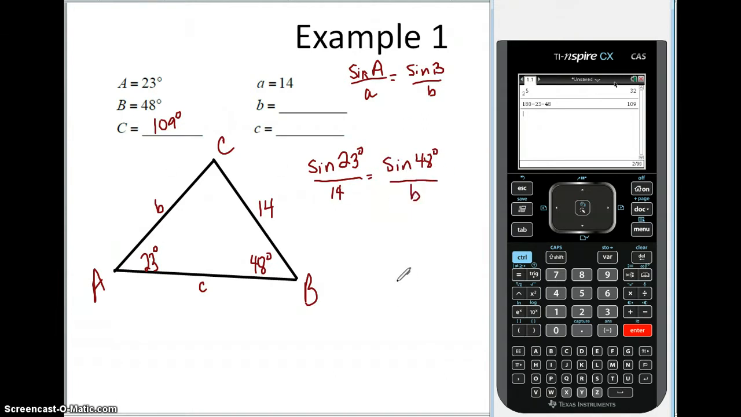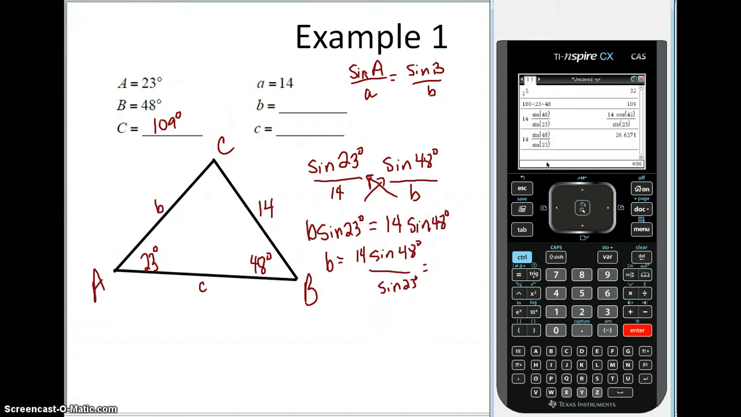we don't know B. Now this is a ratio, it's proportions, so we're just going to cross multiply. So we're going to cross multiply here, cross multiply there. We're going to get B times the sine of 23 degrees equals 14 times the sine of 48 degrees. And then divide sine of 23 over. And then we're going to enter that into our calculator.